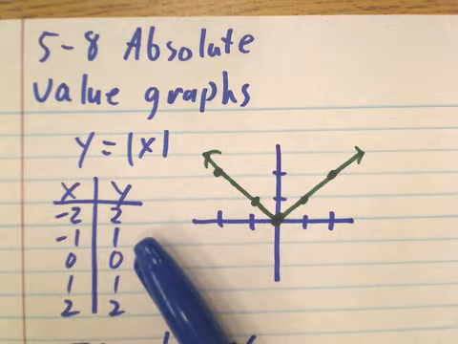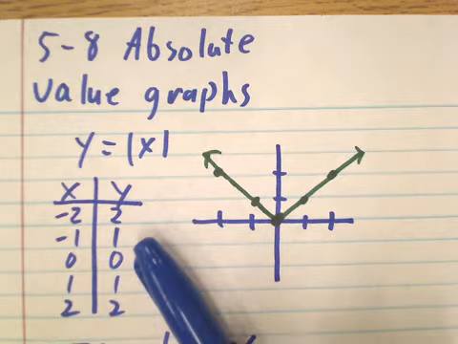X's are from -2 to 2, some negative numbers and some positive numbers, because the absolute value is interesting between negative and positive numbers. The difference is there. And so I found the y values by making all those x's positive. They were negative. And I made a little graph.